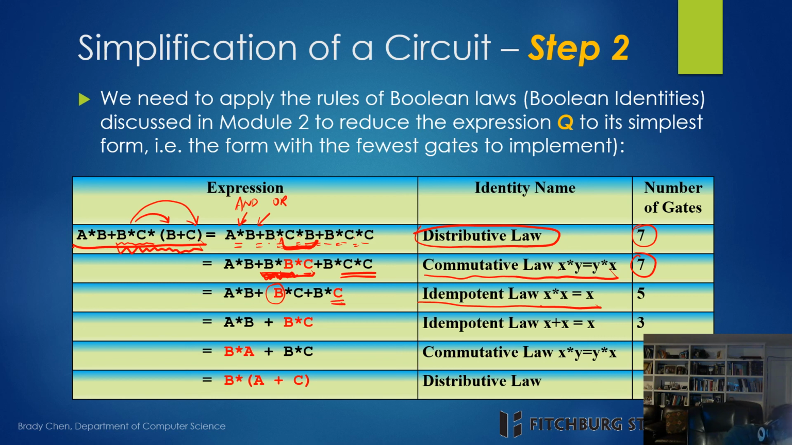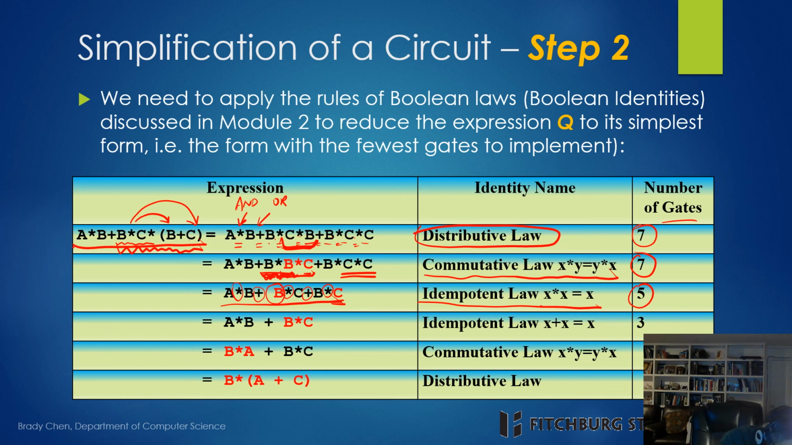Okay, so now we got this Boolean expression. Now let's count how many gates here, how many operators here. So we have an AND gate, OR gate, another AND gate, OR gate, another AND gate. So we have 3 AND gates and 2 OR gates. So we have a total of 5 gates.